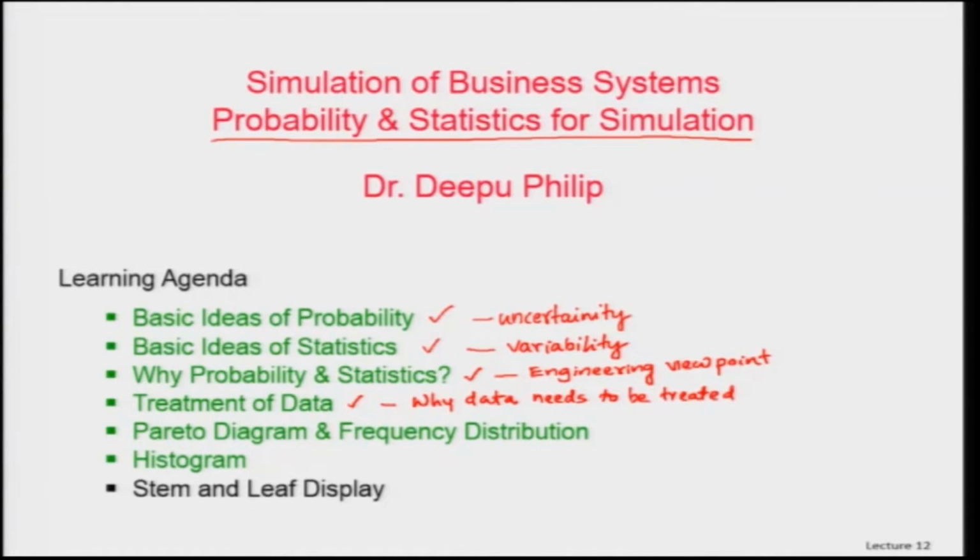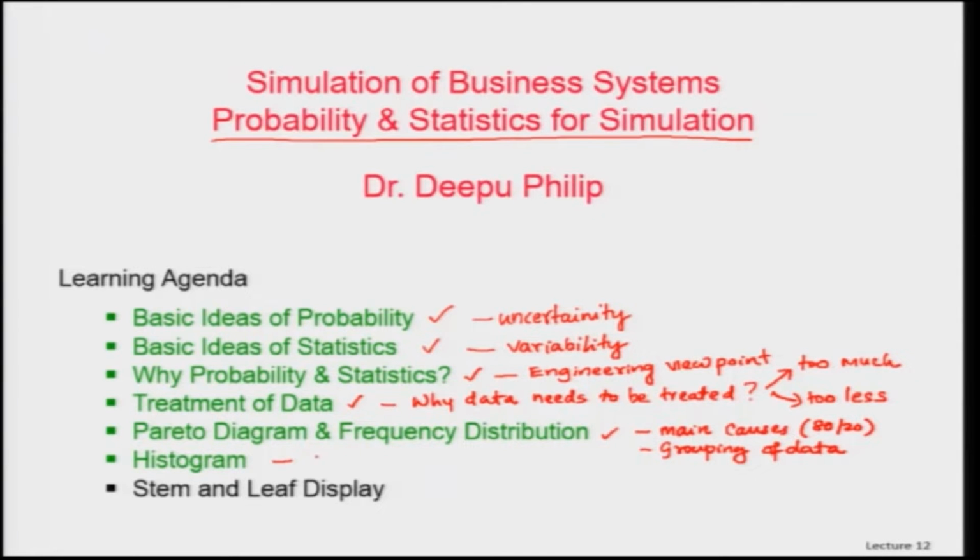We talked about data coming in two forms, either too much data or too little data. In that regard, we also talked about the Pareto diagram and frequency distribution. The Pareto diagram identifies the main causes, that is the 80-20 rule, and the frequency distribution was about grouping of data. We discussed why it is needed, and we talked about the visual display called histogram, which is a visual display of frequency distribution.